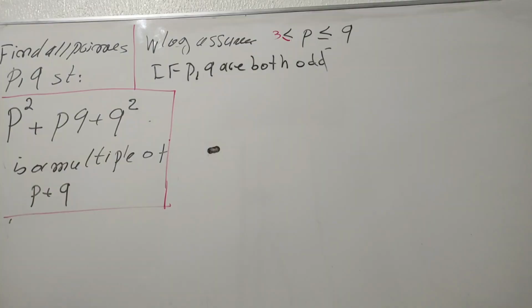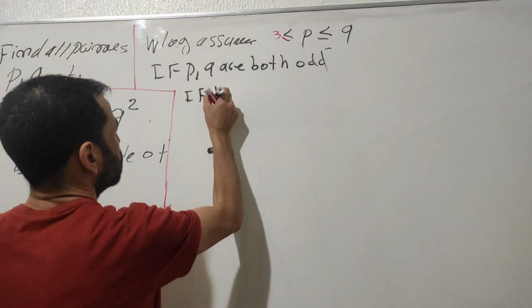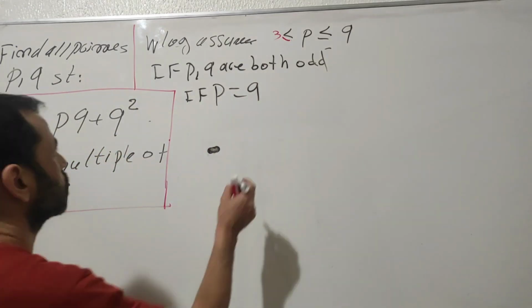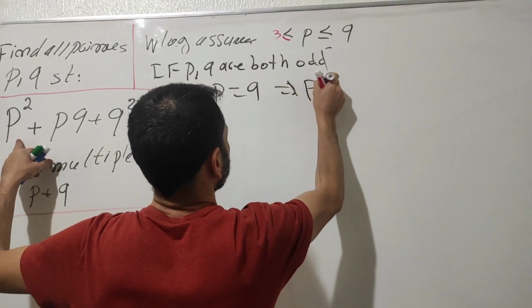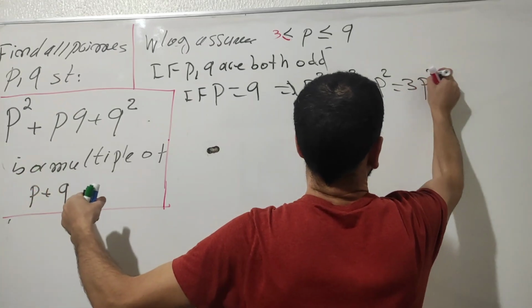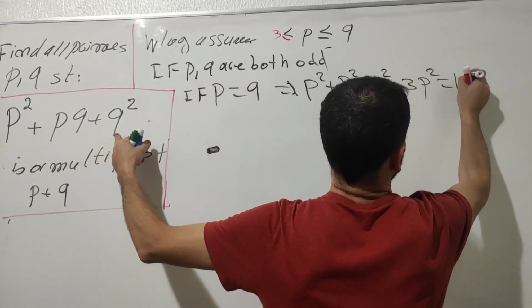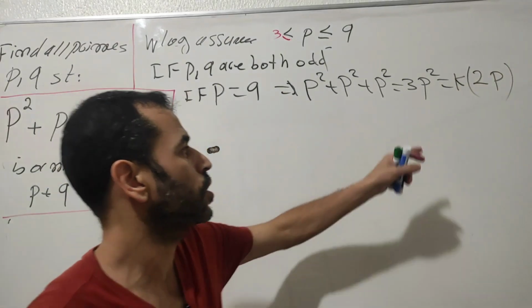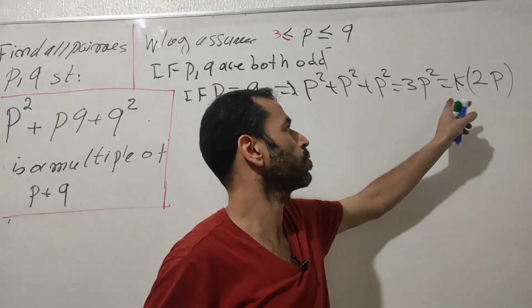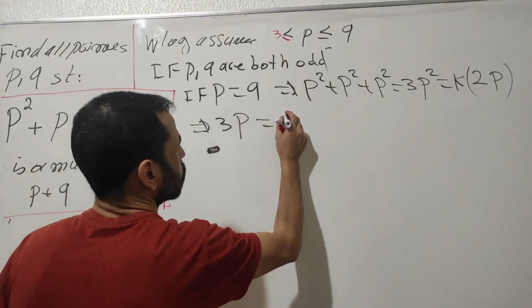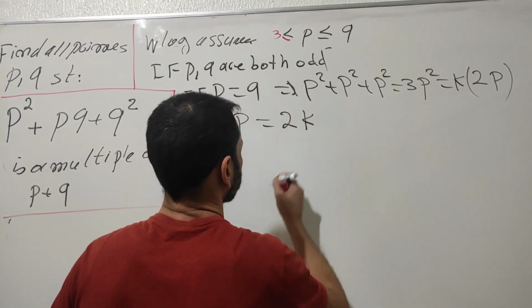Okay, so we have equality in p and q if p equals q. I'm going to put this one in terms of the other one, so I get here p squared plus p squared plus p squared, which equals 3p squared, which equals a multiple of p plus q, which is 2 times p. Since p is different than 0, I'm going to divide both sides by p, so I will end up with 3p equals 2 times k.